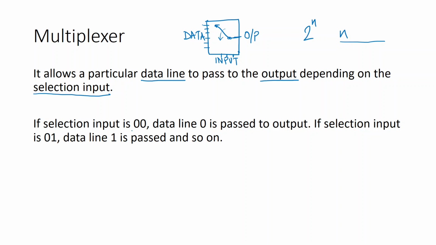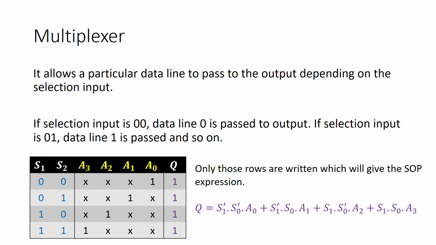So you see, if the selection input is 0 0, data line 0 is passed to the output. If the selection input is 0 1, data line 1 is passed, and so on. According to this description, the truth table is like this. The selection inputs are S1, S0, A3 to A0 are the data lines, Q is the output. One of these data lines is passed to the output depending on the selection input.